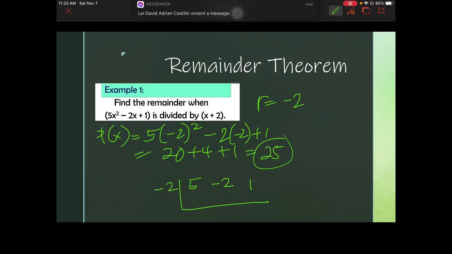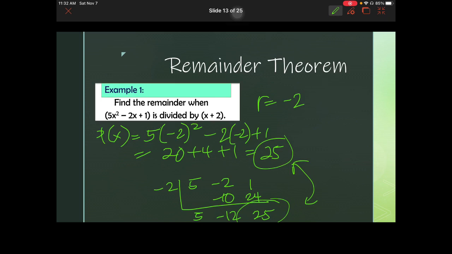So, what we will do, i-bring down natin yung 5. We will get 5 times negative 2. It becomes negative 10. I-add po natin. Magiging negative 12. Negative 12 times negative 2 is positive 24. If we add that, charan, we do indeed get 25. Okay. So, ganyan lang po ang sinasabi ng remainder theorem. So, here, we can check if indeed 25 ang remainder by doing either long division or synthetic division.